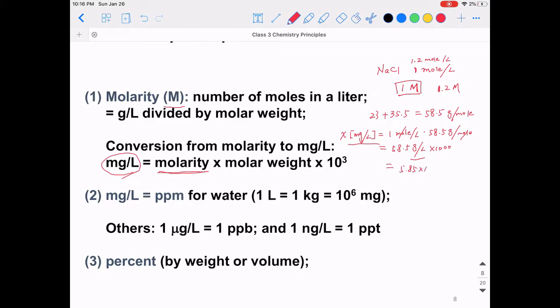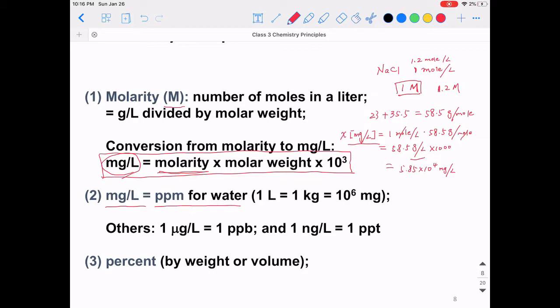5.85 multiplied by 10 to the 4th milligram per liter. So this is how we can, based on this equation, calculate or convert the molarity into mass concentration. And in terms of the mass concentration shown in milligram per liter, we can also call that ppm for water.